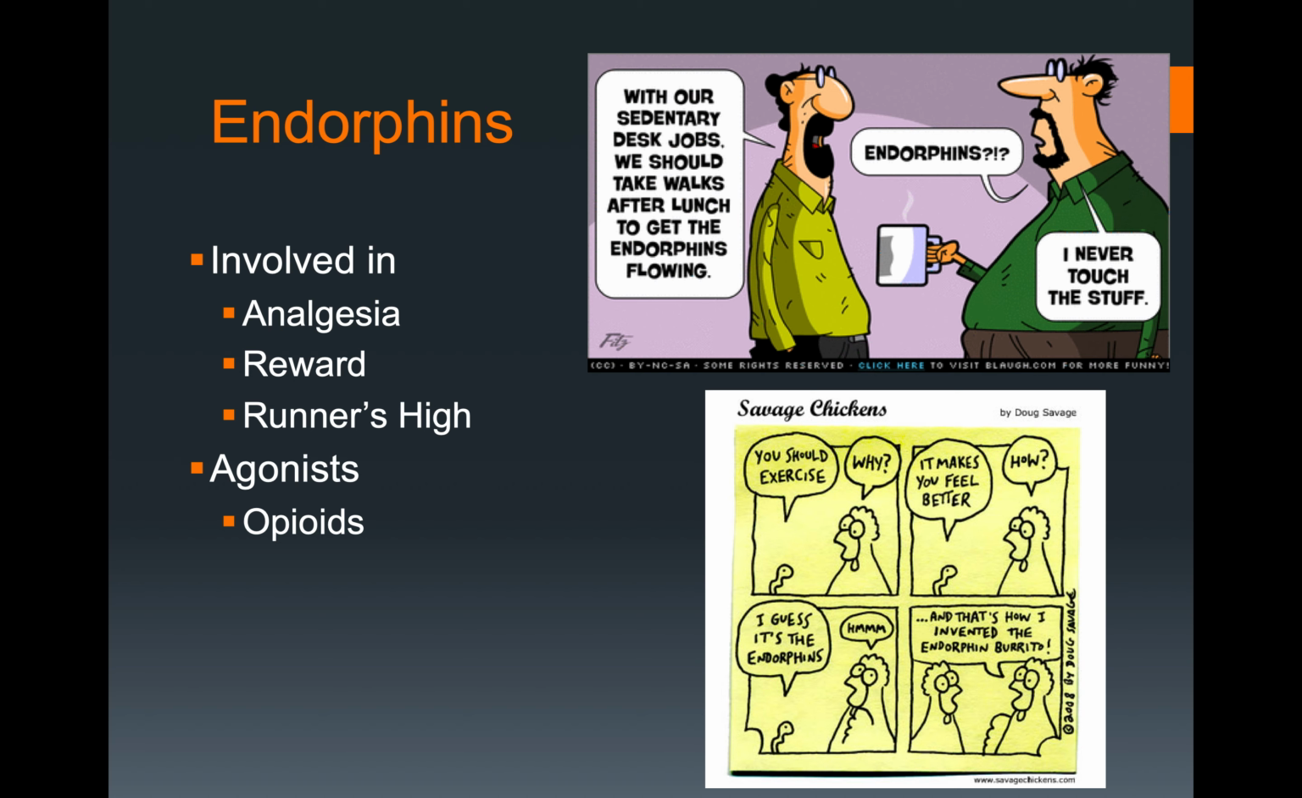So opioids are agonists here. Opioids we talked about briefly include heroin, morphine, Vicodin, Oxycontin, oxycodone, codeine, things like that. Those are all agonists for endorphins. Naloxone is an antagonist. It's used largely in research, but it's also what you give people if they've had an opioid overdose to try to save them.